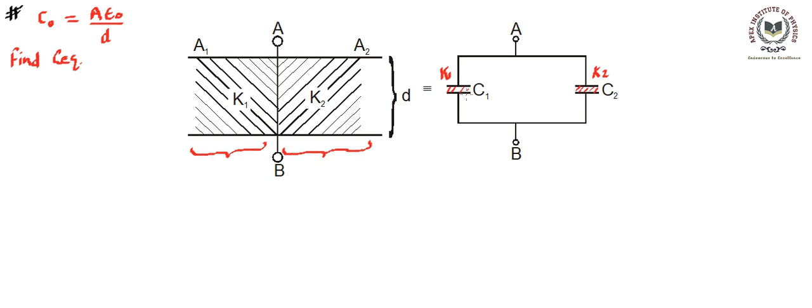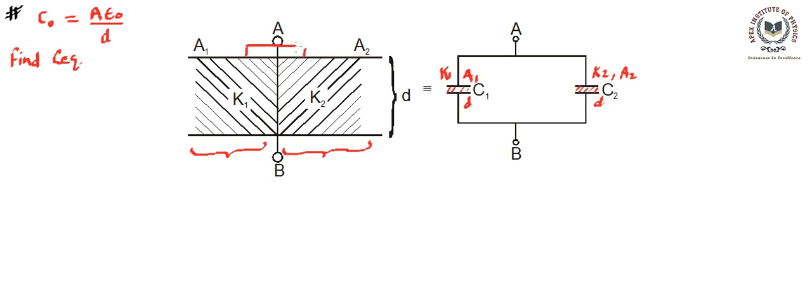Let's call this C1 and this C2. For C1, the area of the plate is going to be A1. For C2, the area of the plate is going to be A2. And the gap between the plates is equal in both cases. So this is how we can separate them, and then we will find they are connected in parallel. How they are connected in parallel is also an important point. When we divide the single capacitor into two parts across the line AB, the boundary of K1 and K2, you'll find the potential of this part and the potential of this part is going to be the same.